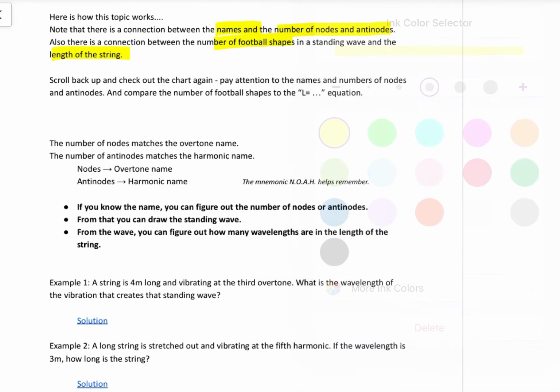Here's what hopefully you saw. The number of nodes tells you the overtone name. So if I say it's got 2 nodes, that means it's the second overtone. If we had a crazy standing wave with 5 nodes, it would be the 5th overtone. The number of antinodes tells you the harmonic name. If it has 3 antinodes, it would be the 3rd harmonic.